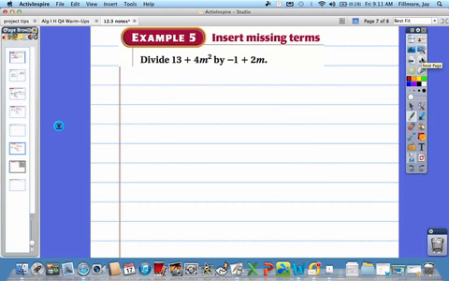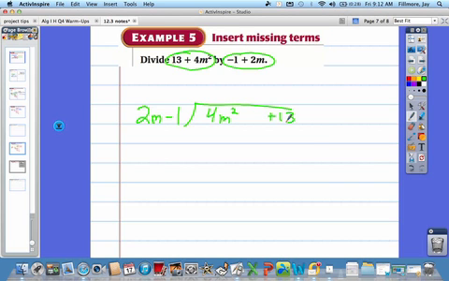Sometimes you may have to insert a missing term. Okay? And here's what I mean by that. Our divisor, first of all, is negative 1 plus 2m. Let's rewrite that so our constant's last. So it's 2m and then our minus 1. Let's say we're dividing by 13 plus 4m squared. I'm going to rewrite that as 4m squared, and then plus 13 with our constant last.